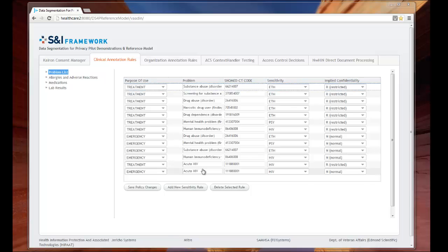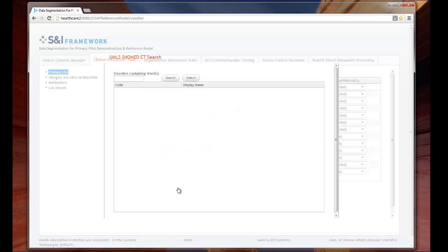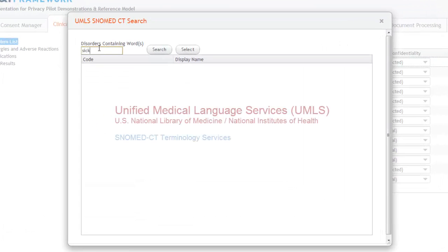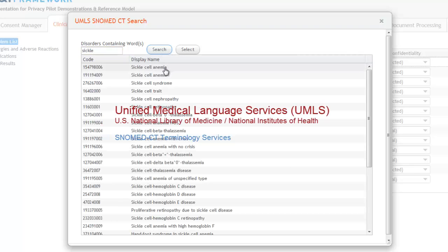transformation. In clinical fact administration, we are accessing an authoritative, federally developed, and freely available terminology service, the Unified Medical Language System, provided by the U.S. National Library of Medicine and National Institutes of Health.